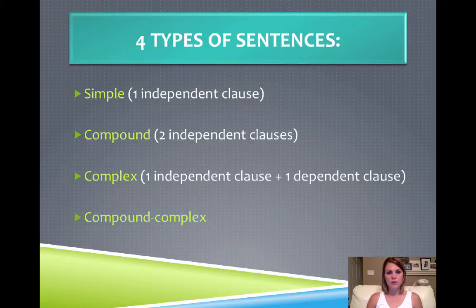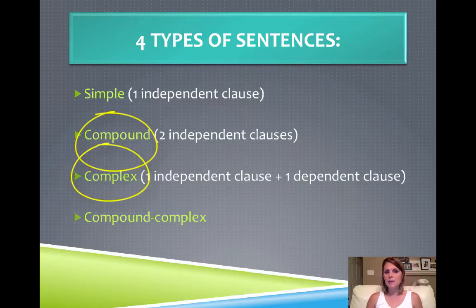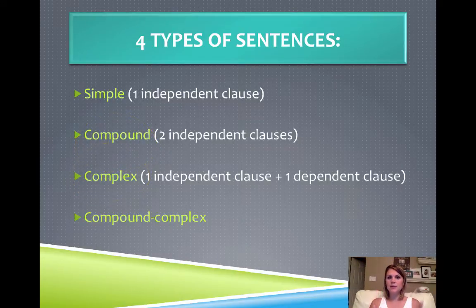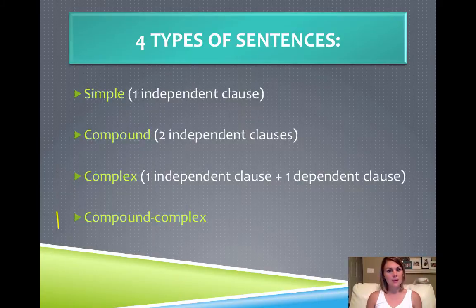Alright, so just a little bit of a review. There are 4 types of sentences that we have talked about in total, so you don't have to worry about more coming your way. This is it. Simple is 1 independent clause, remember. Compound is 2 independent clauses. Complex is 1 independent clause and 1 dependent clause, and compound complex we're going to get to in a minute here.